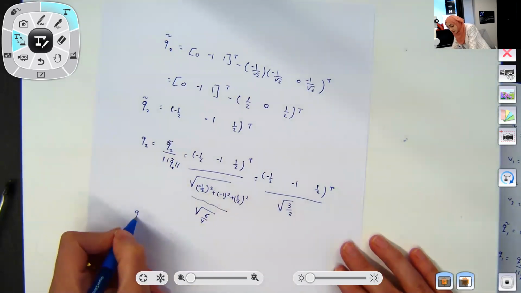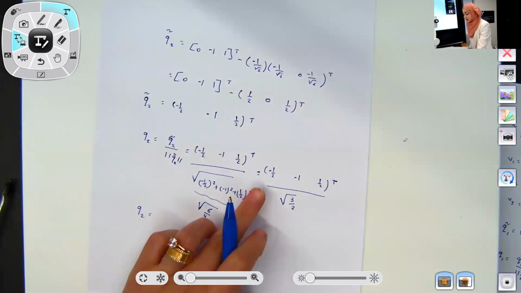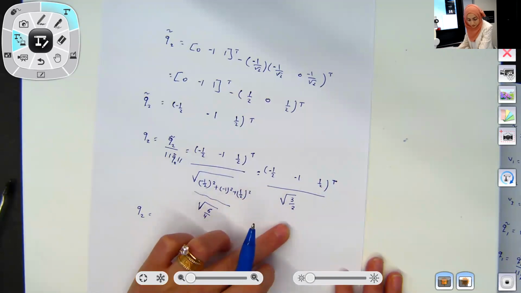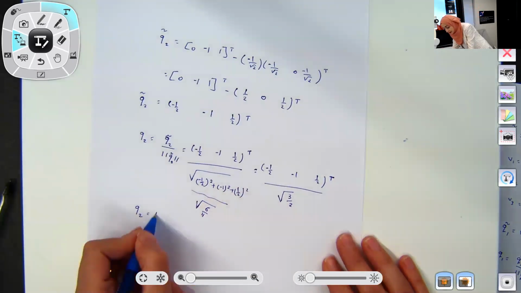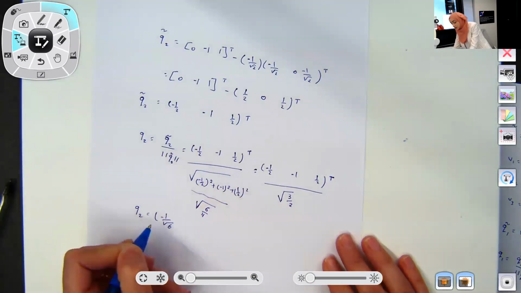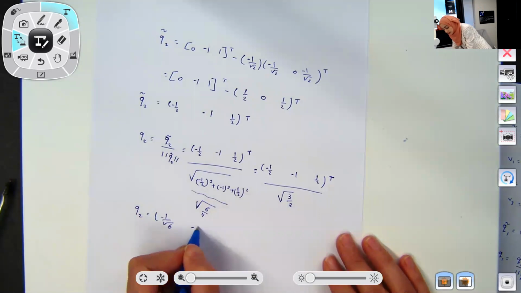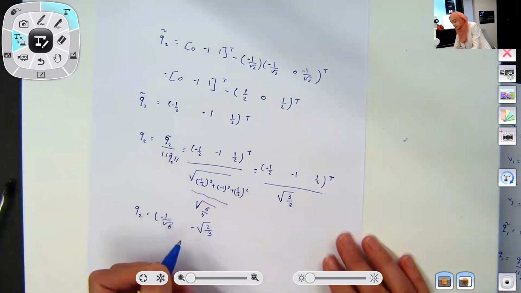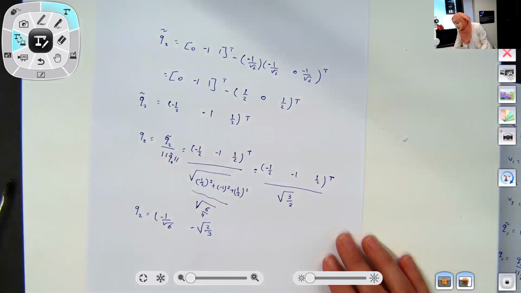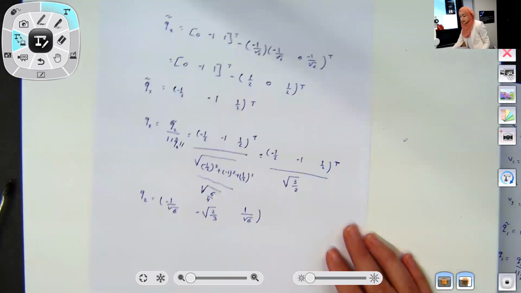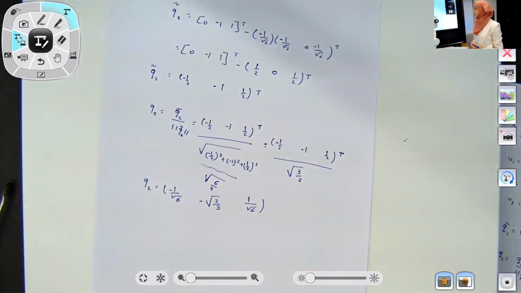So the value of Q2 equals minus a half divided by square root of 3 over 2, which equals minus 1 over square root of 6, minus 1 divided by square root of 3 over 2. This is equal to minus square root of 2 over 3, and a half divided by square root of 3 over 2. This is also equal to 1 over square root of 6. So this is the value of Q2.